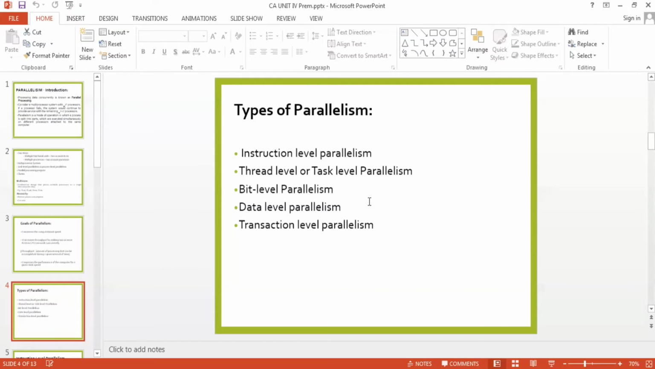Next one, bit level parallelism. We represent zeros and ones, and that bit level representation is allocated to the processor. Data level parallelism: based on the data, we allocate the task or instruction to the processor. Transaction level parallelism: communication between the registers or the data memory, and how the data is transferred, is handled with the help of transaction level parallelism.